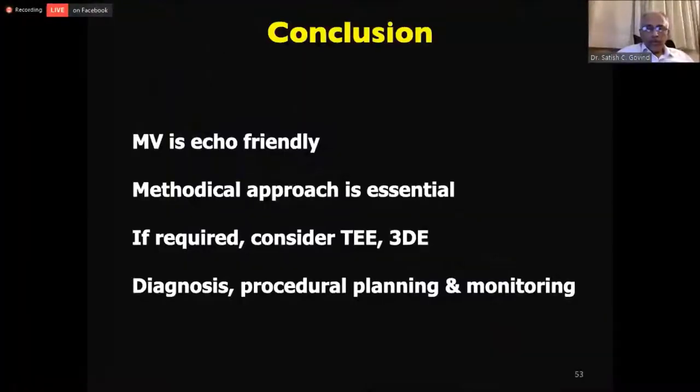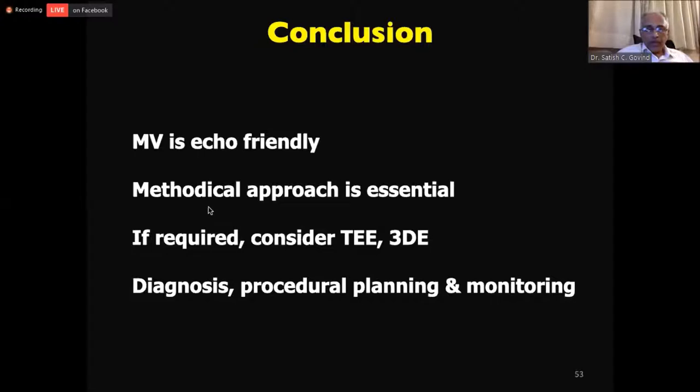So in conclusion, the mitral valve is very echo-friendly compared to a lot of other valves. It is very important that you go through a very methodical way, especially when you have an elective echo, and make sure that you go through the sequence without missing anything, and that multiple parameters are taken into account. And a combination of these parameters tells you in which direction your stenosis severity is going.